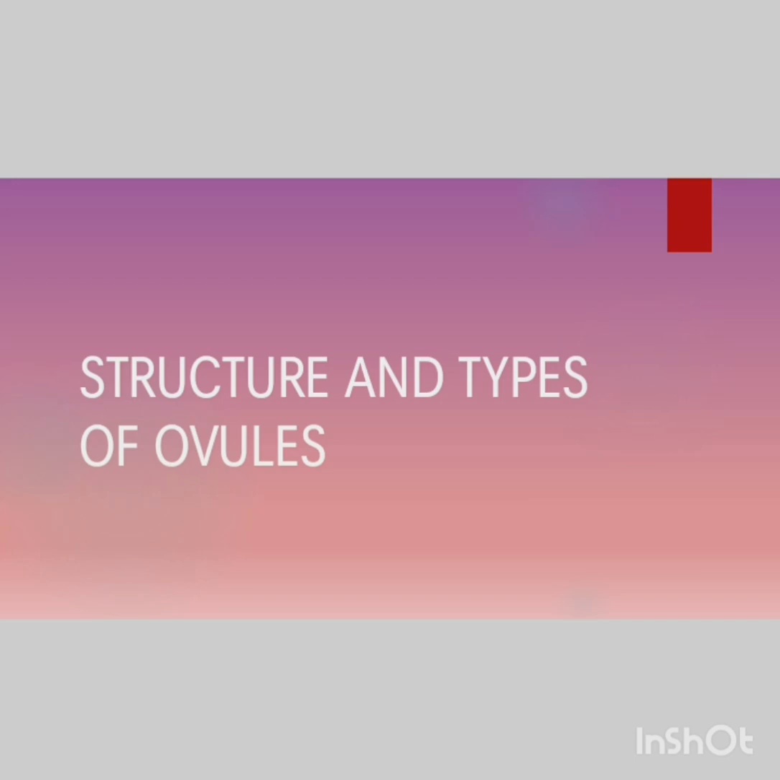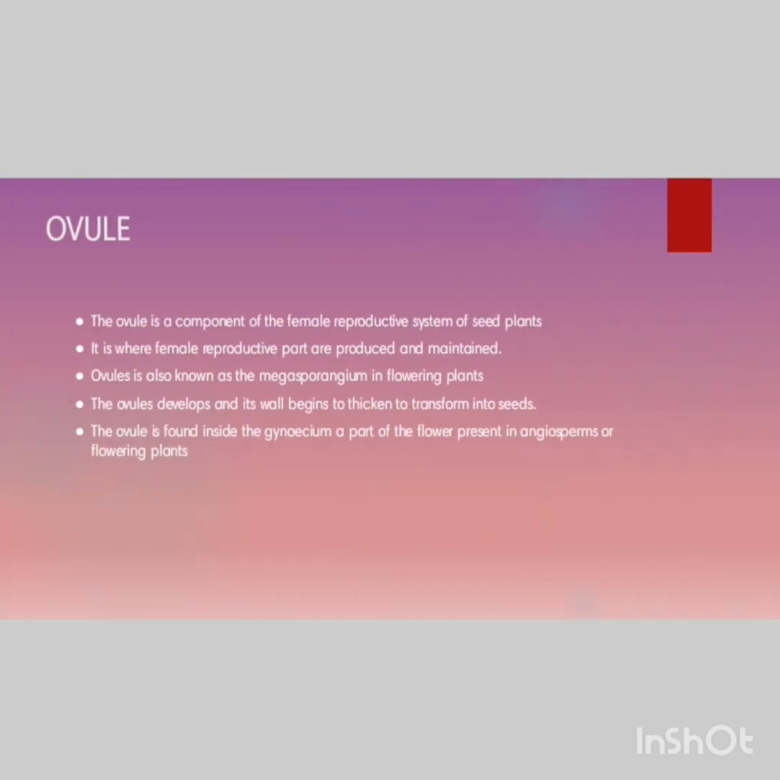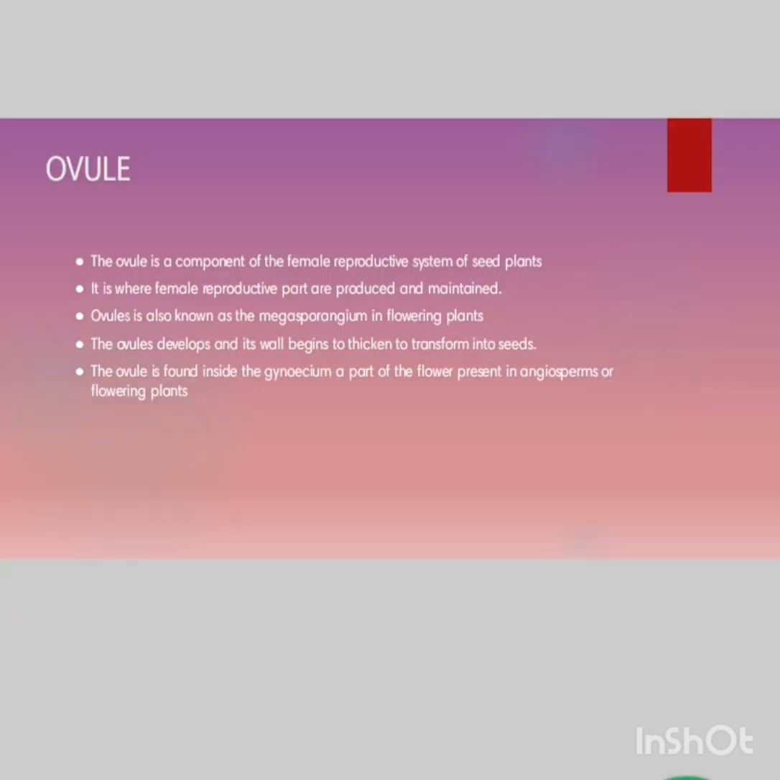The topic is structure and types of ovules. Firstly, ovule. The ovule is a component of the female reproductive systems of seed plants. It is where female reproductive parts are produced and maintained. Ovule is also known as the megasporangium in flowering plants.